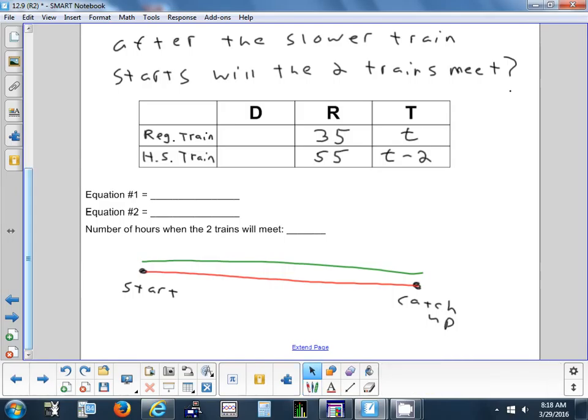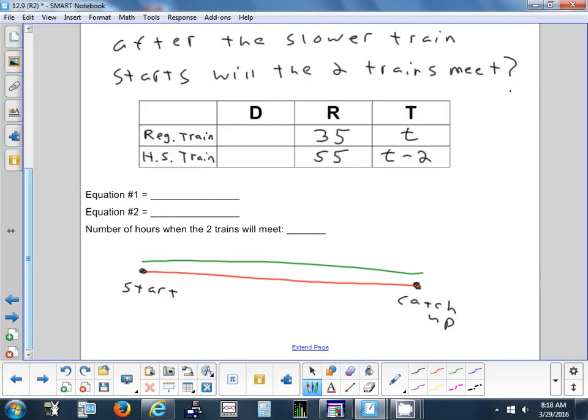If you compare the distances, anybody see a connection there? They'd be the same, right? Once those two trains catch up to each other, if you measure the distance from each train back to where they started, the distances would be the same, because it's where the two trains finally caught up to each other, and they're at the same point, so they must have each now traveled the same distance. Any questions on that?